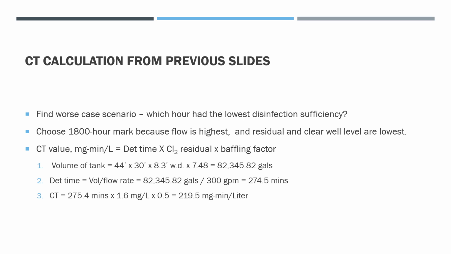The detention time, dividing by 300 gallons per minute, comes up to 274.5 minutes. So to calculate CT, I took the detention time, multiplied by 1.6 milligrams per liter and 0.5 baffling factor, and I come up with 219.5 milligram minutes per liter, which is much more than they need.